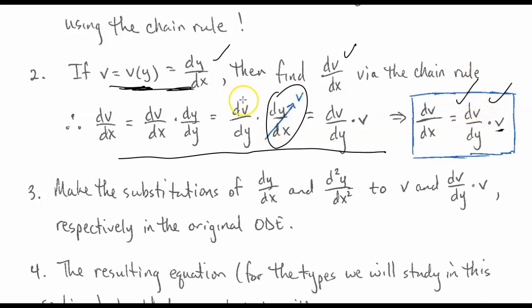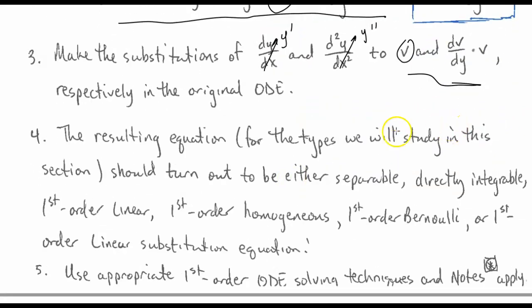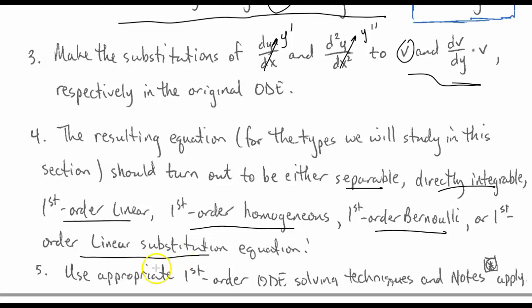Okay. So at that point, we make the substitutions for y prime, or dy over dx, and y double prime, or the second derivative of y with respect to x, and it will end up looking like either v or dv over dy times v. Make those substitutions, and then after that, our resulting equation will be separable, directly integrable, first order linear, first order homogeneous, Bernoulli, or first order where we need to do a linear substitution. And then, depending upon what type of equation it is, we go ahead and apply those particular techniques.